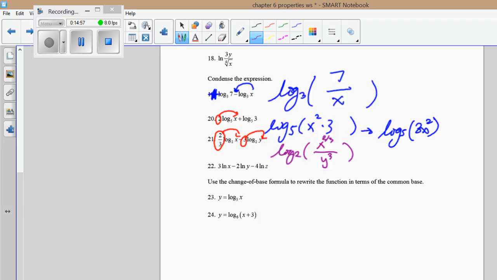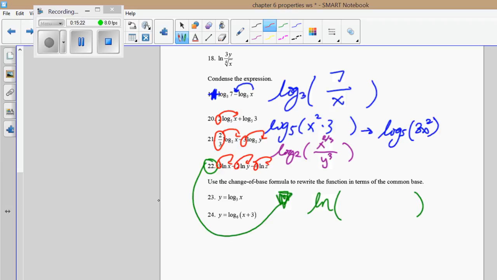All right, now let's look at 22. 22 is awesome. It is super exemplary of really critical thinking about what minus means. Minus means division. So you know at the end of the story you're going to have one natural log of stuff because that's what condensing is. And so this 3 is going to go on top of the x, and the 2 is on top of the y, and the 4 is on top of the z. Now pay attention to your minus signs.